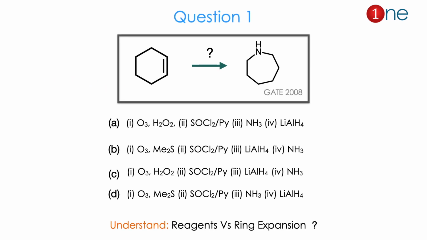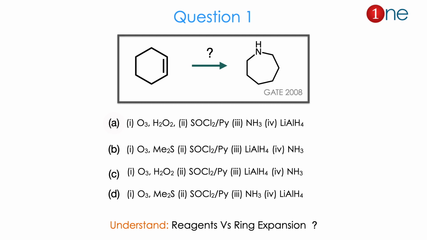Let us see question number 1. The starting material is a 6-member cyclohexane and it has an alkene inside. They ask you to guess the reagent. The product is a 7-member amine. It's a cyclic amine. So the reagent suggestions are ozone with hydrogen peroxide, or methyl disulfide and SOCl2 and pyridine.